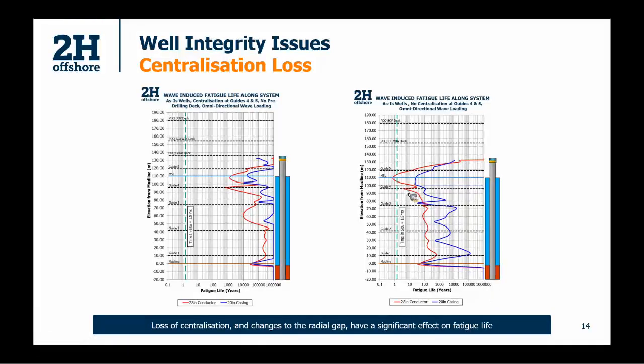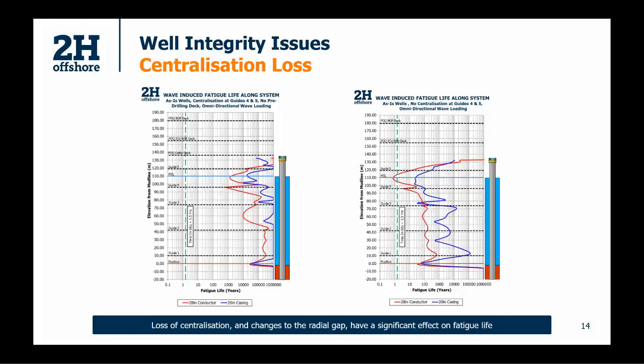And actually, if this was the case where centralizers at guide 4 and 5 had been removed, then the fatigue damage was sufficiently high that all of its fatigue life had been utilized, which meant you wouldn't be able to go back onto this to complete the production operations because the fatigue life was already used up.